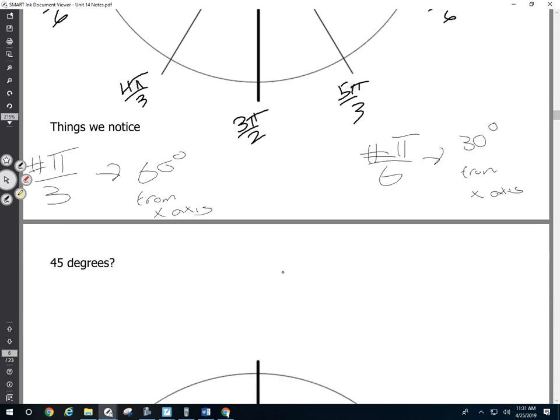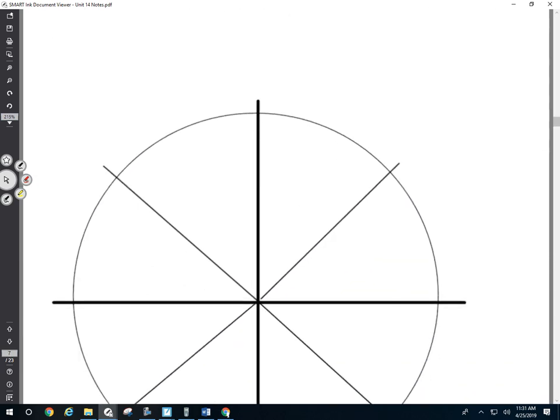Okay, now let's talk about 45 degrees. We knew that 90 is the same as pi over 2. What would be a 45-degree angle? How do you get from 90 to 45? Divide by 2. So if I take pi over 2 and divide it by 2, what do I get? Pi over 4. So this is 45 degrees.